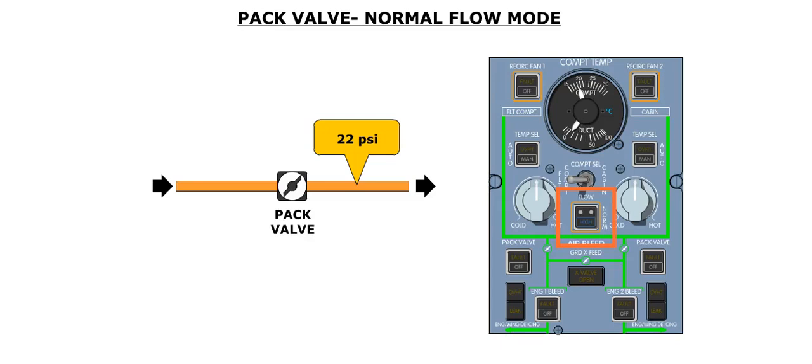The pack valve has two modes of operation, normal flow and high flow. The mode of a pack is determined by the position of the flow push button on the compartment temperature panel. When the flow push button is released out, both pack valves will deliver a constant 22 psi of pressure to the packs.